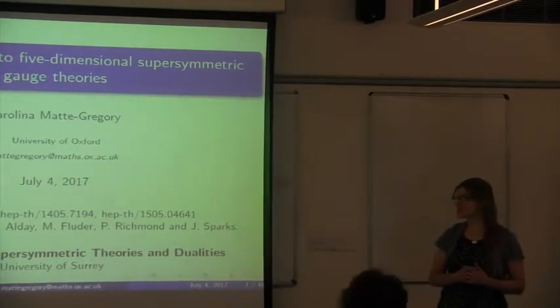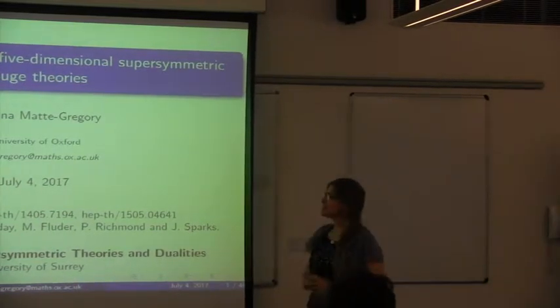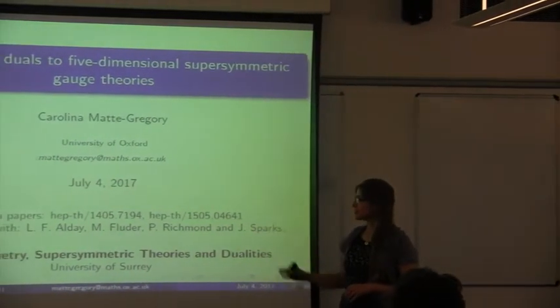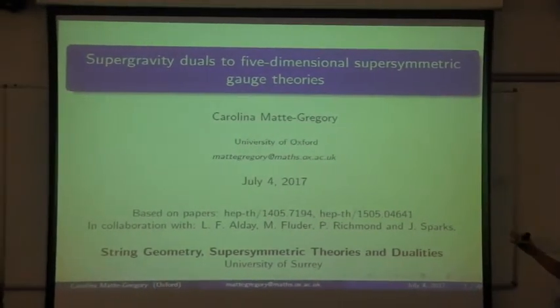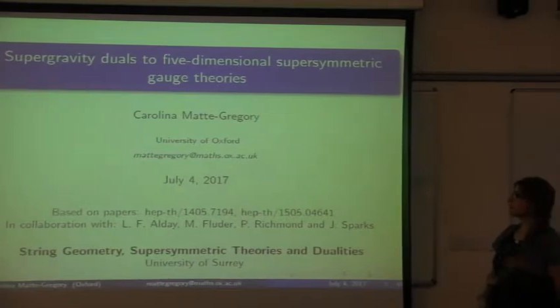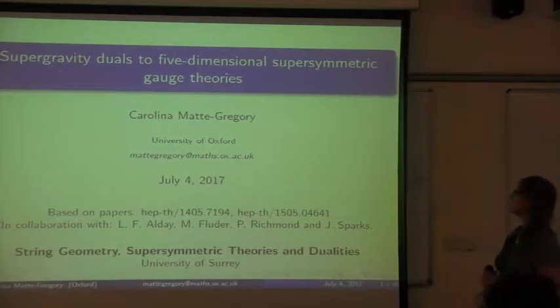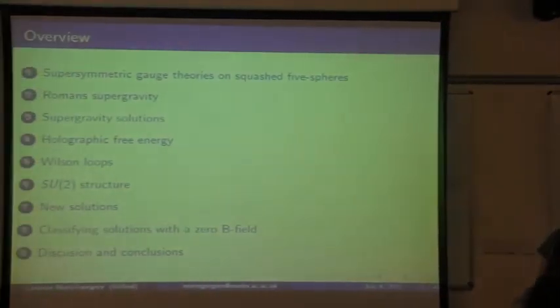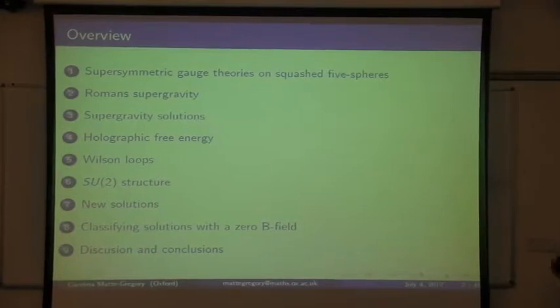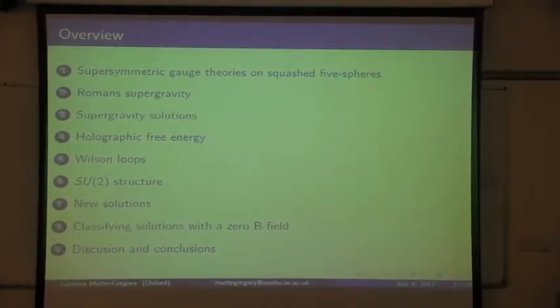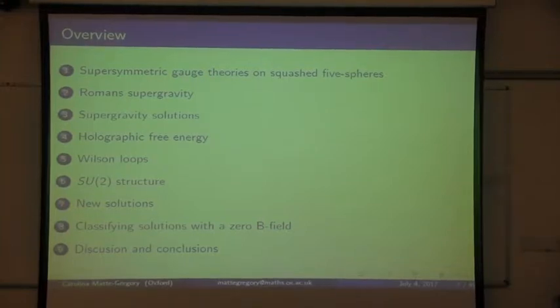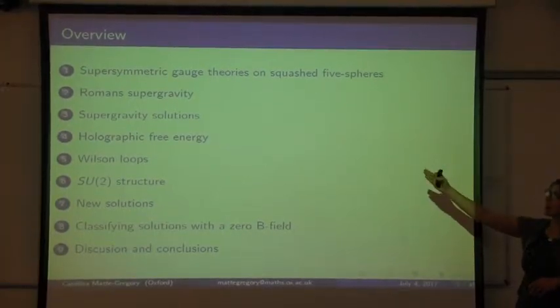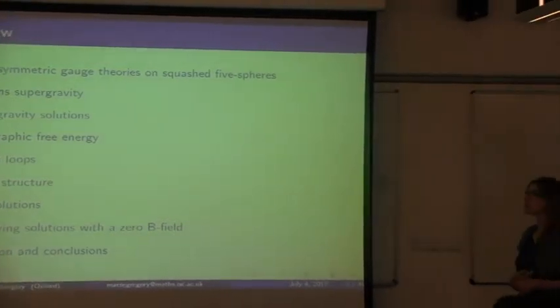Thanks to the organizer for inviting me. This talk will be about two papers, both of them about supergravity and supersymmetric gauge theories. The first one was finding supergravity duals to supersymmetric gauge theories on a squashed 5-sphere background. So the supergravity will be the bulk of this squashed 5-sphere, and we're going to use Romans supergravity to describe it.